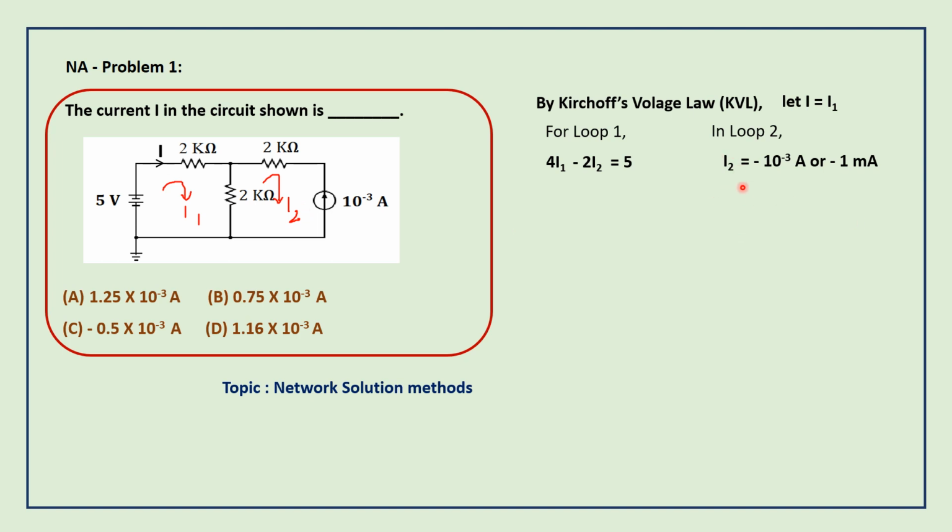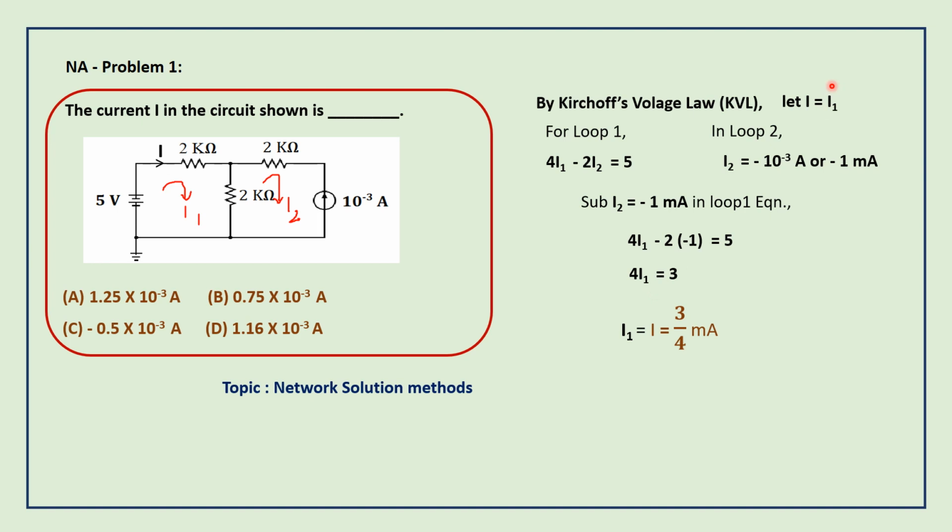Now substituting I2 in the loop 1 equation, we can find out I1. Substituting I2 equal to minus 1 milliamps, 4I1 minus 2 into minus 1 equals 5. So it will become positive, and 5 minus 2 becomes 3. So 4I1 equals 3, and I1 equals 3 by 4 milliamps.